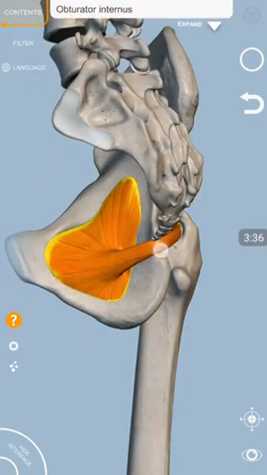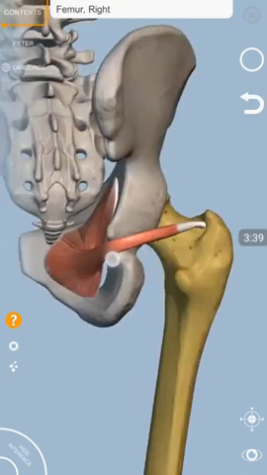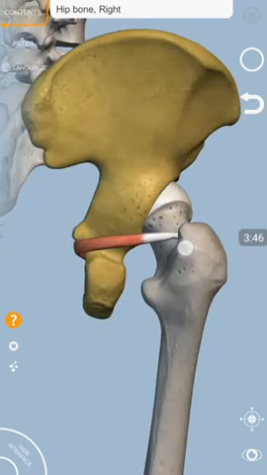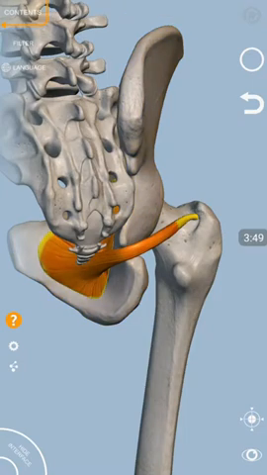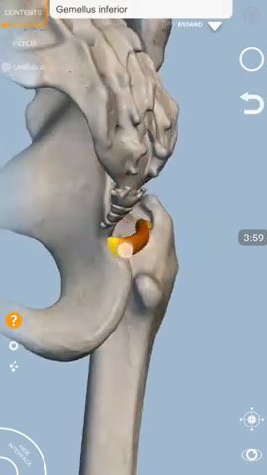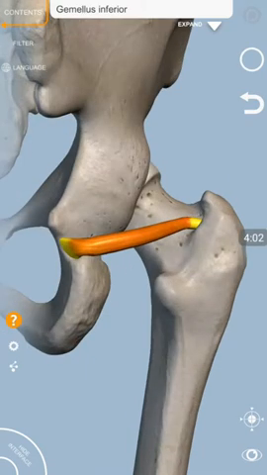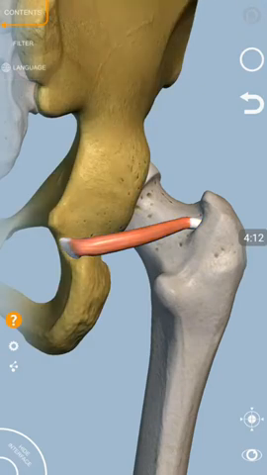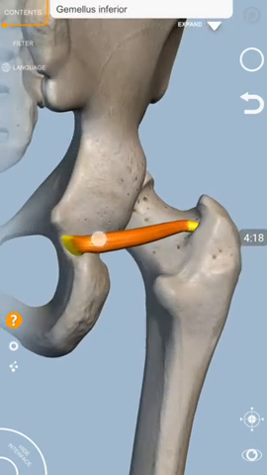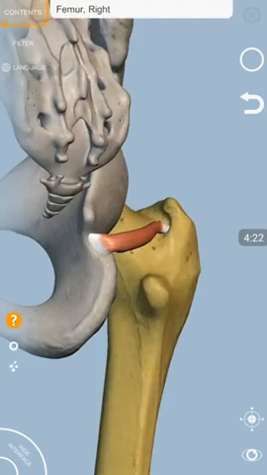This muscle is winding itself around the lesser sciatic notch like a pulley, so it is getting inserted into the medial border of the greater trochanter, or trochanteric fossa. This is again the inferior gemellus muscle. The word gemellus means twins. These muscles are two in number, so that's why they are called twins, superior gemellus and inferior gemellus. The inferior gemellus originates from the lesser sciatic notch, and it is inserted into the trochanteric fossa.